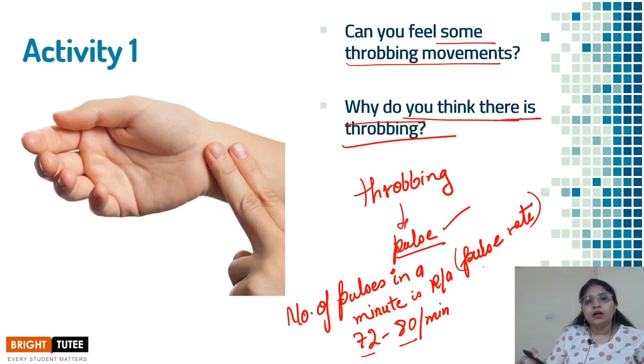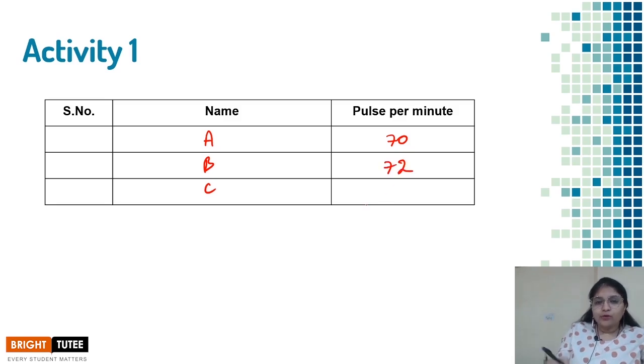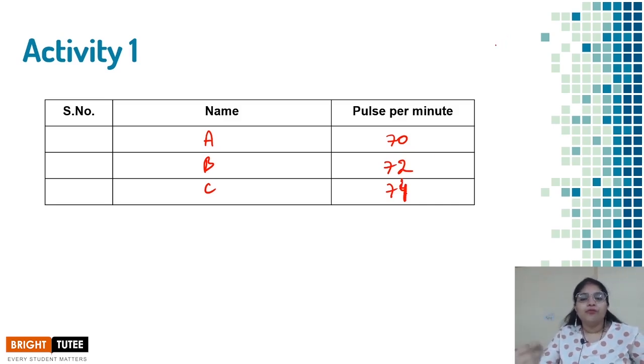Now, when you have done this activity and are able to count the pulses, you can go one step further and do this activity with your friends. Put down their names, and then you can check their pulse per minute. How many pulses are you able to count? You can compare the pulse rates of you and your friends and your family. That's how you will be able to confirm that when we say a healthy human being has a pulse rate of 72 to 80, it's correct data.